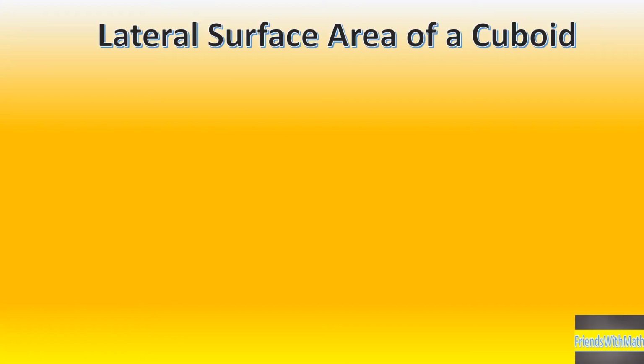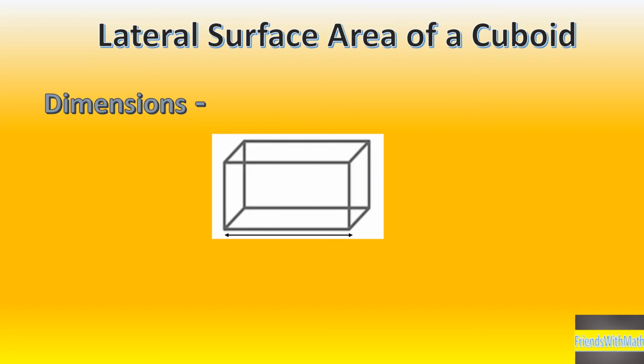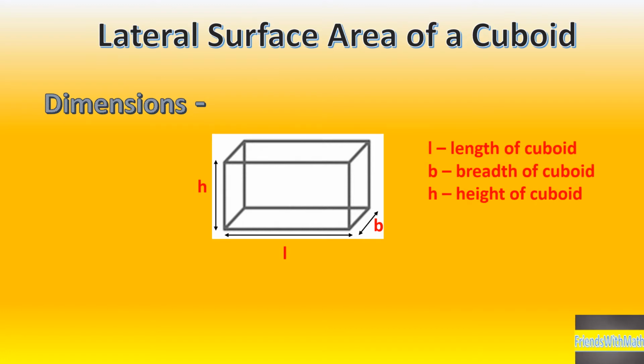So our topic for today is lateral surface area of a cuboid. First let us learn the dimensions of the cuboid. This is a cuboid. It has length, breadth and height. It is represented accordingly such as L, B and H.